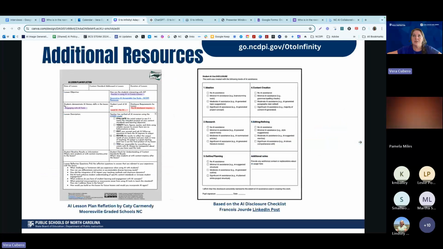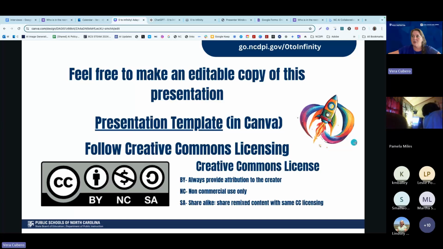Okay. This is just a couple of resources that I wanted to share. This is a lesson plan reflection created by somebody in our AI Collaborative last year, Katie Carmody, and if you've got teachers creating lesson plans, it's a really good tool to help them think that through. And this is something a guy on LinkedIn shared that I adjusted a little bit, which has students thinking at each step of the writing process about how they may have used AI. And that's how you make a copy of this presentation if you want to.